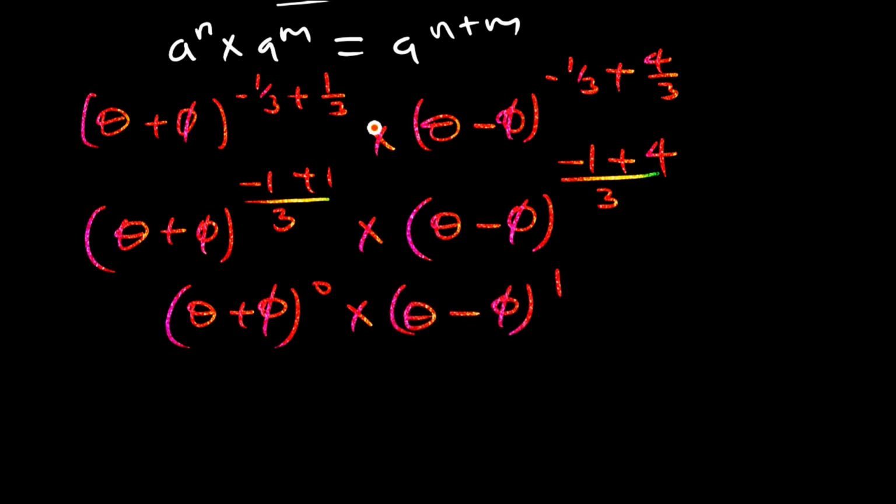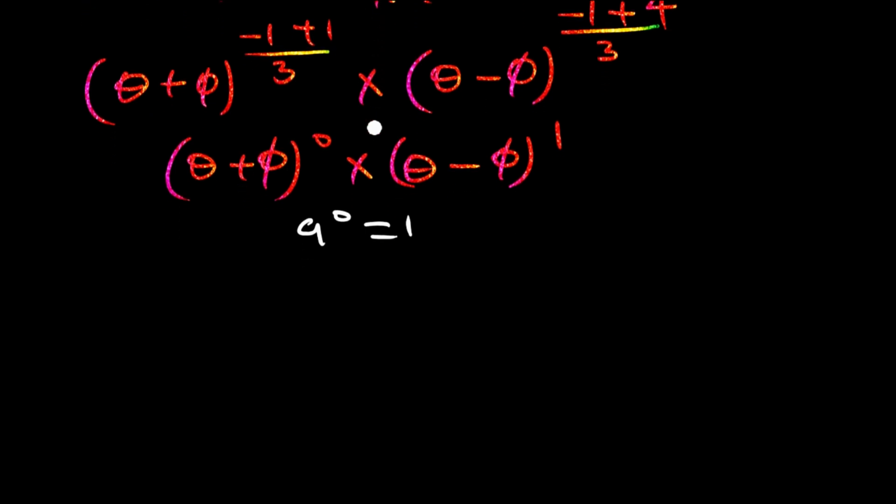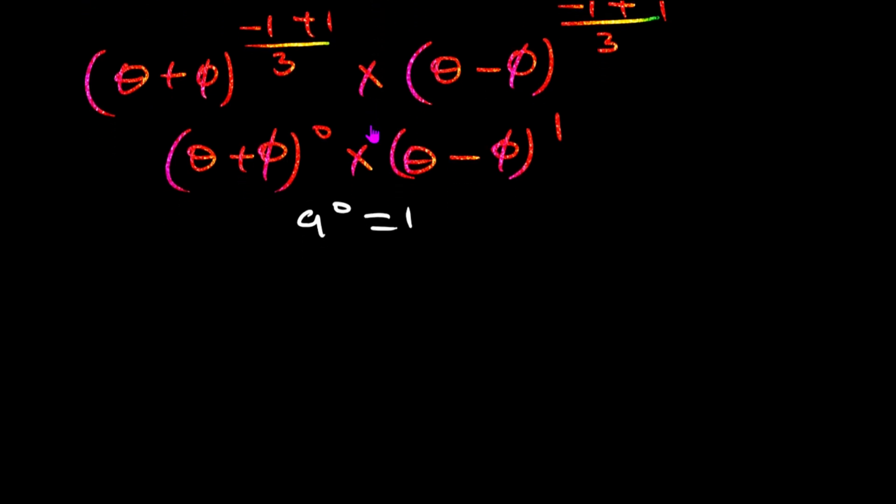all of this raised to power 1. So remember, according to the laws of indices, a number raised to the power 0 is the same as 1. So it means the first part, that is (θ + φ) raised to the power 0, is 1. So we have 1 times this raised to the power 1, so it remains the same. So our final simplified form is θ − φ.